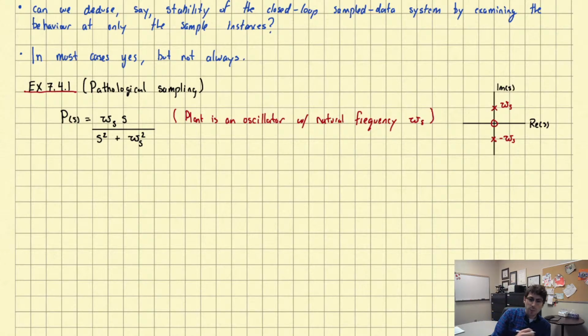Okay, so suppose the design problem here is to stabilize this system. It's open loop unstable, right? The only specification is stability. It's open loop unstable, so we have to do something. We can't just let it stick around. So we're going to design a digital controller to stabilize this plant. And suppose we make the unfortunate decision to sample at the same frequency omega s.